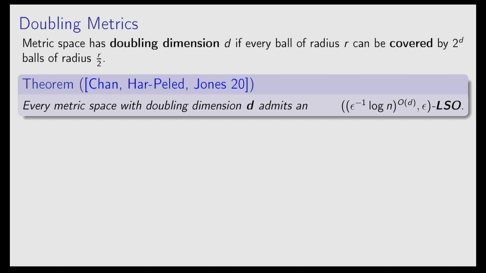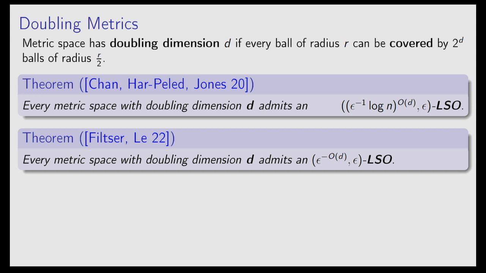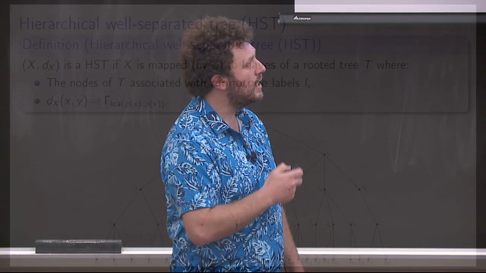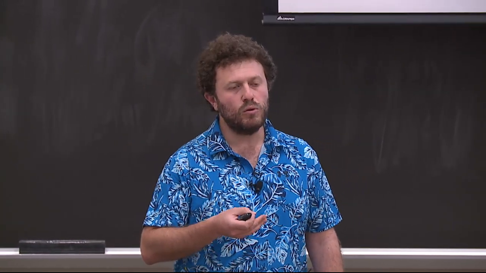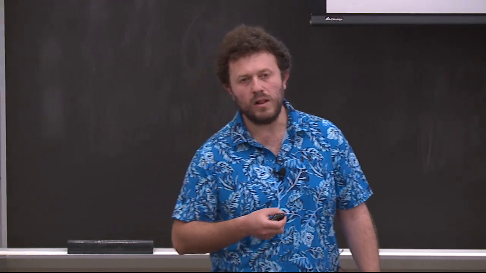Chan et al. were already interested in LSOs for doubling metrics, and they constructed LSOs where the number of orderings was (1 over epsilon times log n) to the power of d. This is kind of unsatisfactory because this log n factor, so log n to the d, is quite big. Together with Lee, we removed it and improved the result to be equivalent to the Euclidean case. Let me tell you a bit about how we constructed this type of LSOs, and afterwards I'll show you some applications.